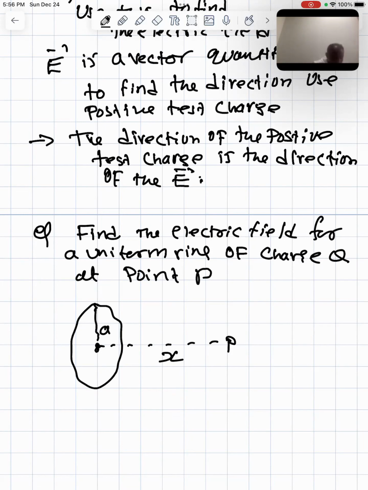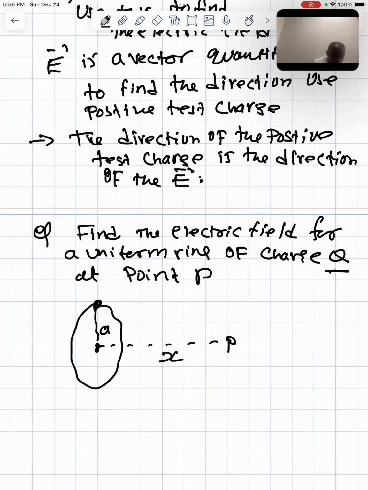Now the charge is uniformly distributed, and if you sum all of the charge, it's going to be total Q, okay? So how can I find the electric field for such a system? First, let's see the geometry. You have to understand the geometry. This is my plane, this is the ring, and I want to find the electric field in the middle of the ring, okay?